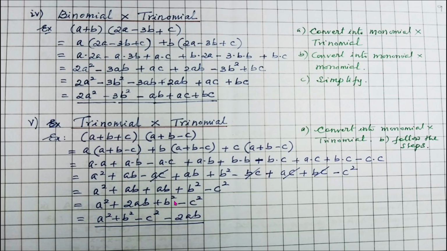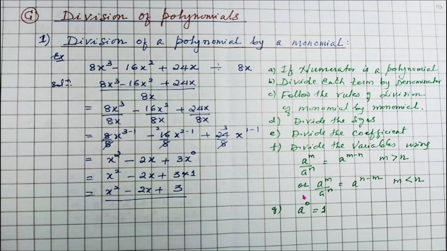a square is correct, b square is correct, minus c square is correct, and this is not minus here, it has become minus. So please make it plus in your book or in the notes where you write. Remember this. That is the method of multiplying trinomial into trinomial. So this is what we have learnt as far as multiplication of algebraic expressions is concerned.